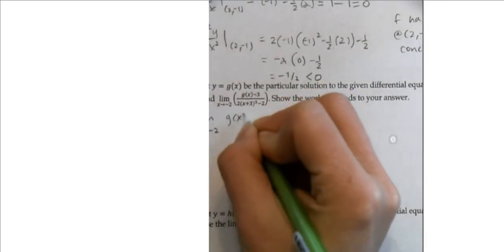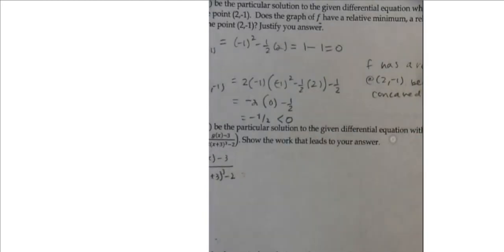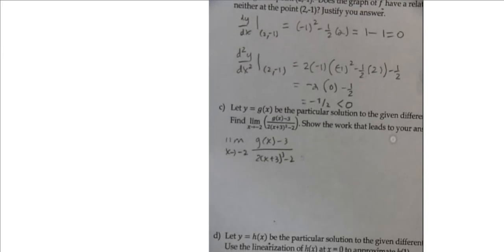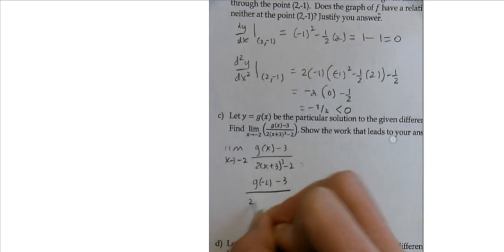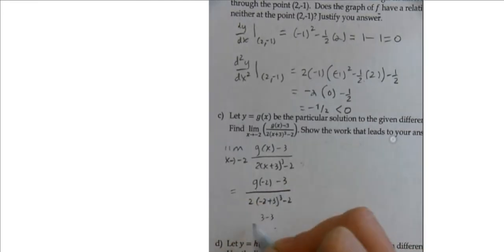So let's write what we're doing. Sorry, we're off the screen a little bit. Okay, so if you sub in, remember we're looking at negative 2, 3. So if you sub a negative 2 in, you're going to get g of negative 2 minus 3 over 2 minus 2, or negative 2 plus 3 cubed minus 2. G of negative 2, it tells us in this problem that the answer is 3. So 3 minus 3 over 2 minus 2, 0 over 0.